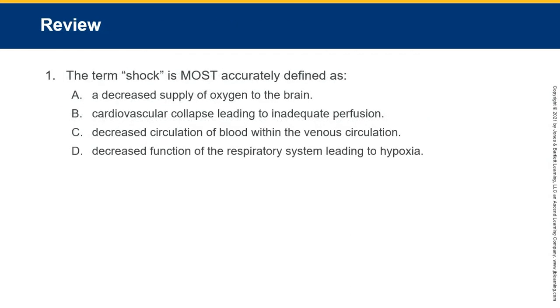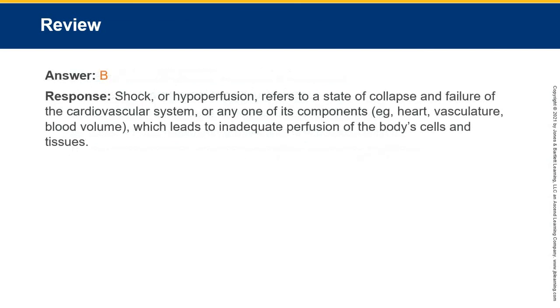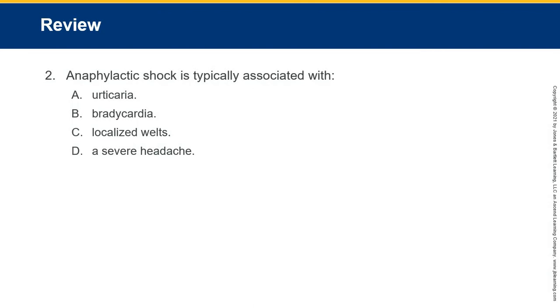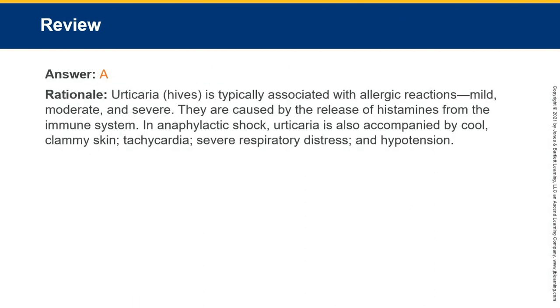All right, just to review questions here. The term shock is most accurately defined as what? So our basic definition that we gave was inadequate tissue perfusion. So the answer is going to be B. All right, anaphylactic shock is typically associated with what? So we talked about this before. It's either A or C, right? So A, urticaria is going to be hives, those welts throughout the body. So it can't be C because they're not going to be localized. So the answer is A.